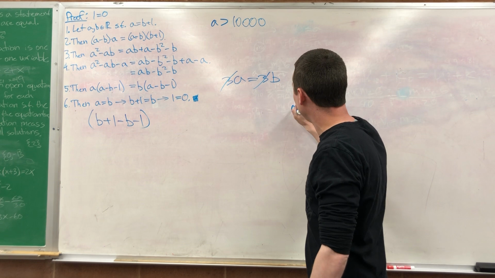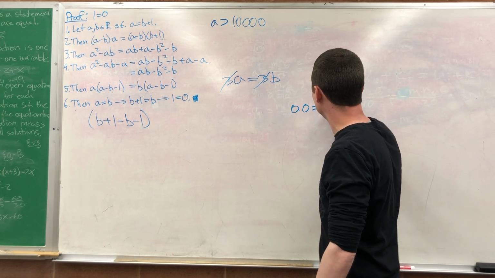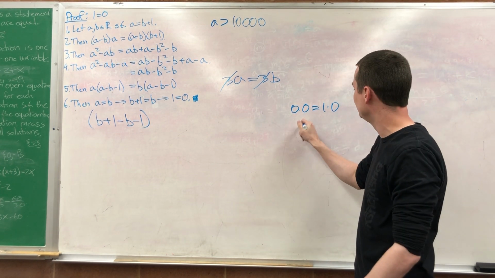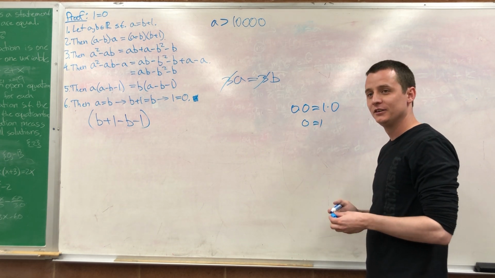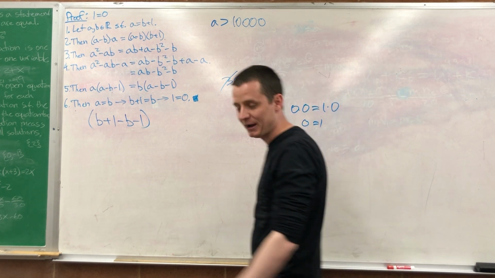I said, notice that 0 times 0 is equal to 1 times 0. So divide both sides by 0, and what do you get? 0 is equal to 1. Oh. Look at that magic.